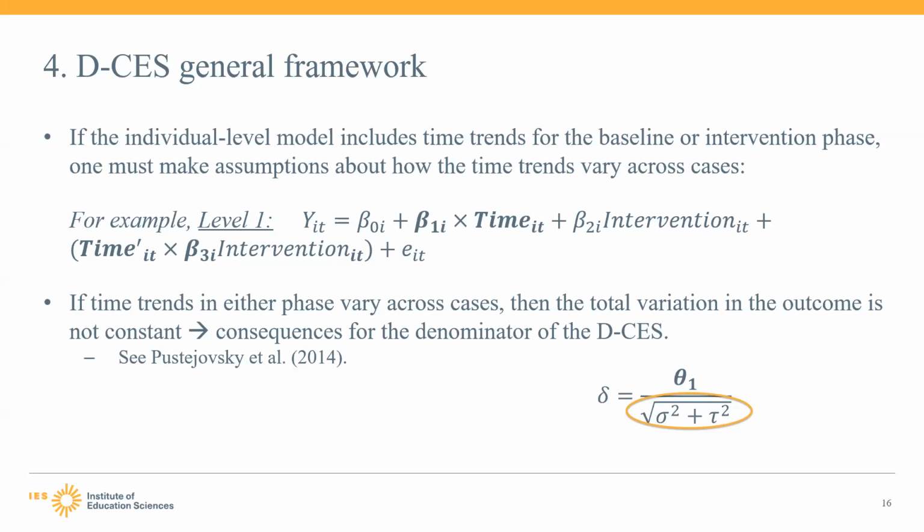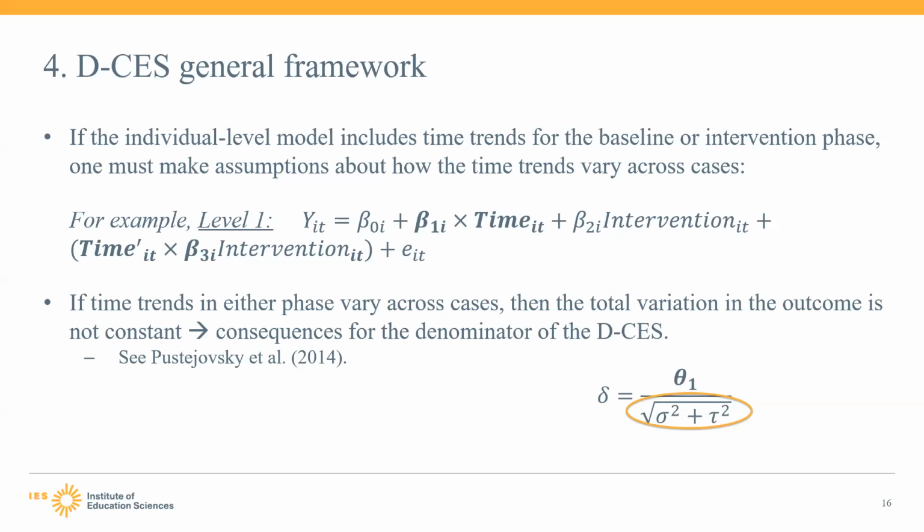And if the individual level model includes time trends for the control or intervention condition, then one must also make assumptions about how the time trends vary across cases. So in principle, we could allow all of the time trends to vary across cases as well. However, given the small number of cases available in most single case design studies, making more parsimonious assumptions will be necessary in practice.